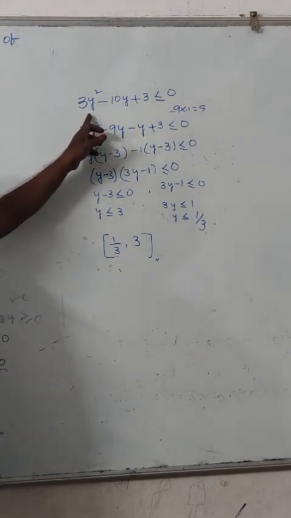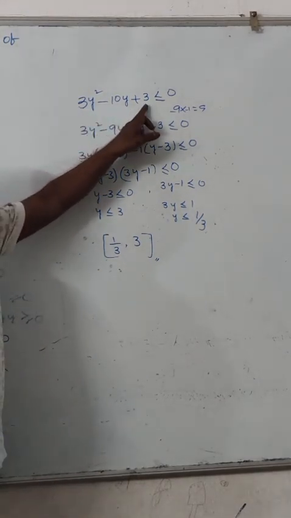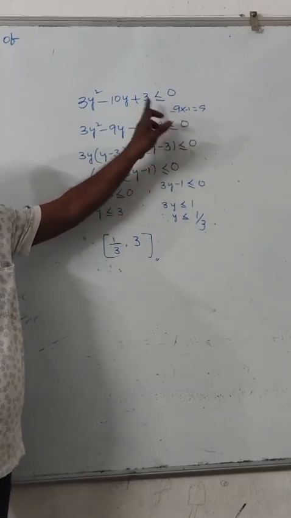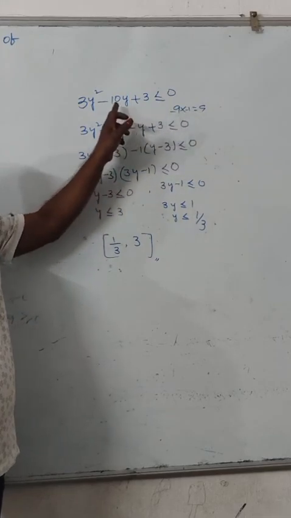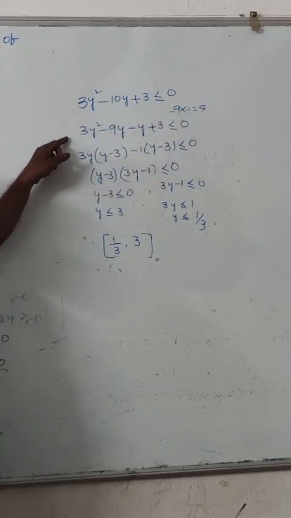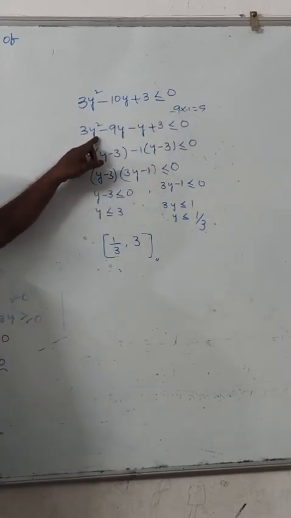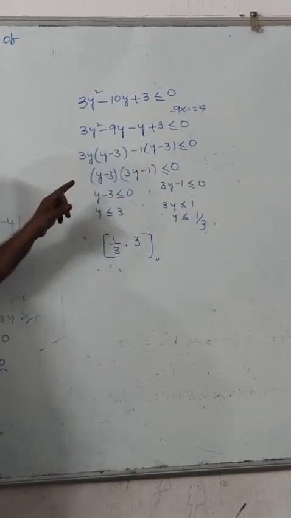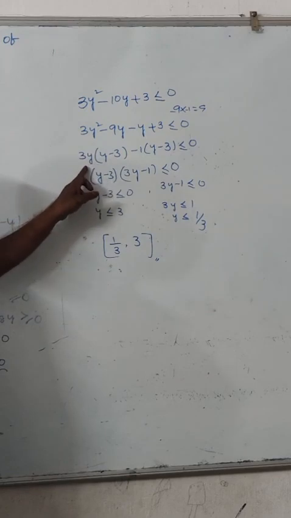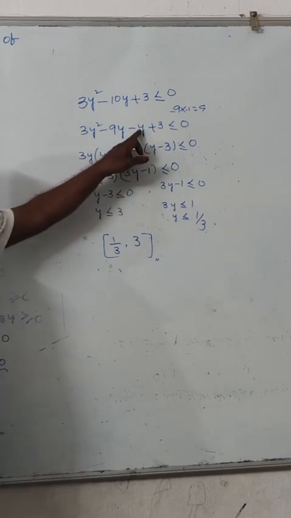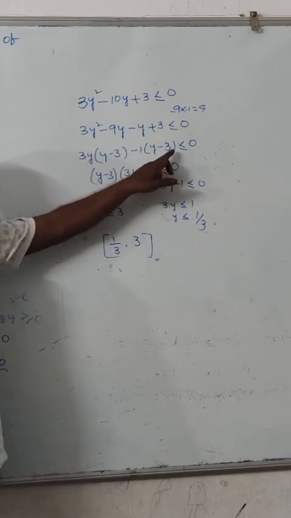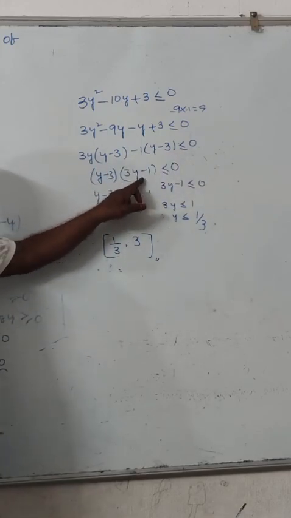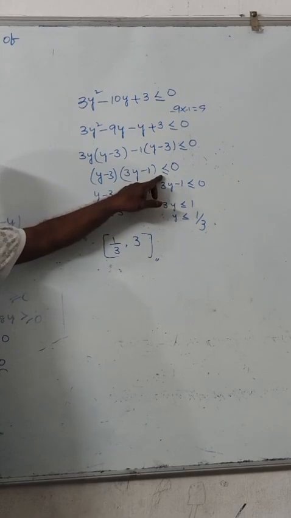By factorization, by splitting: 3 times 3 is 9, so minus 9 and minus 1 gives a product of plus 9 and a sum of minus 10. By splitting, 3y square minus 9y minus y plus 3 less than or equal to 0. Now in this, take 3y common, that is 3y times (y minus 3). Here take minus 1 common, (y minus 3) less than or equal to 0. So (y minus 3) into (3y minus 1) is less than or equal to 0.